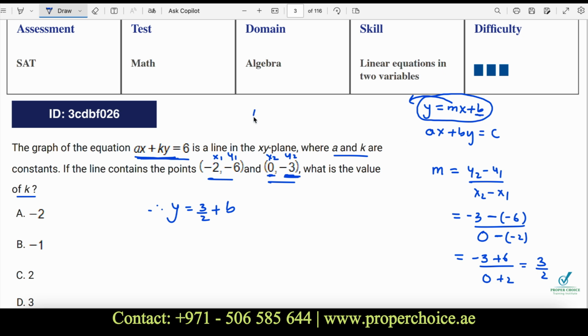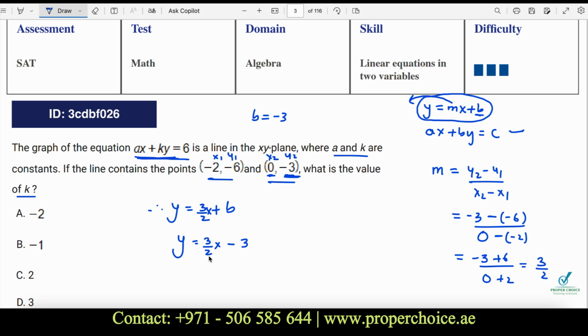So indirectly, the b value is going to be -3. Then your equation becomes y equals, oh sorry, I have to read it as x with it. So y equals 3 by 2x minus 3. Now how do we simplify it further and make it into general form?